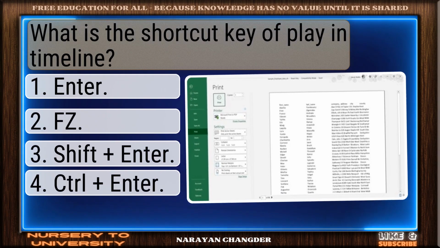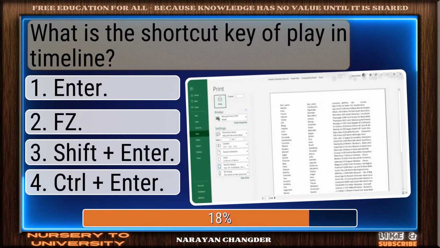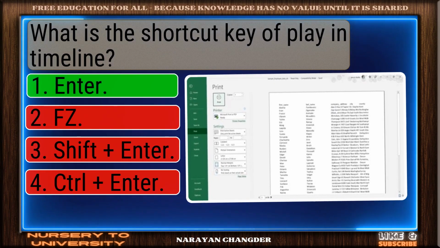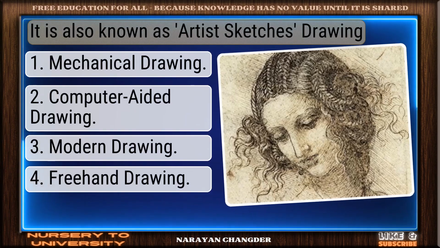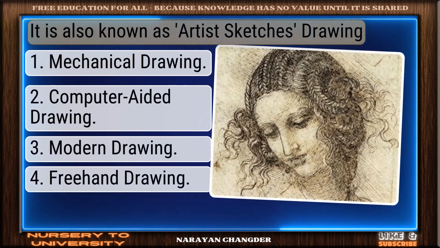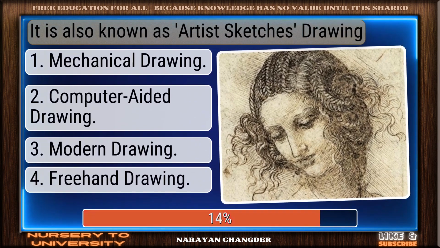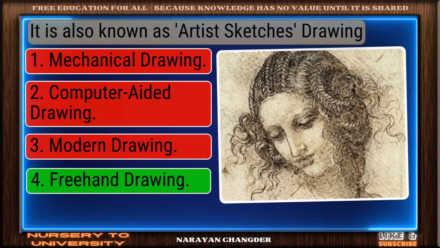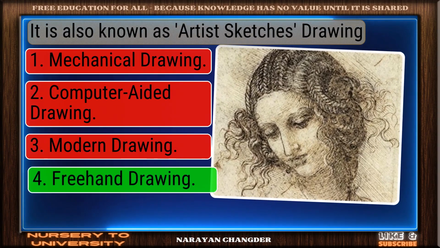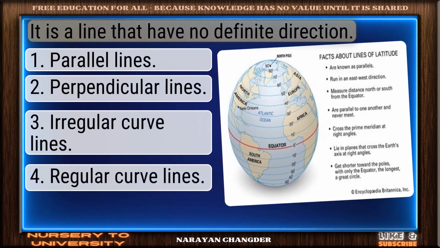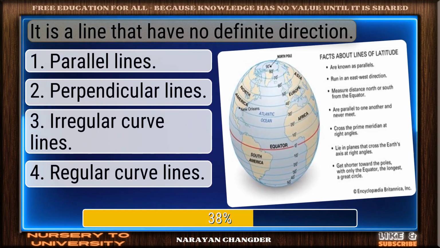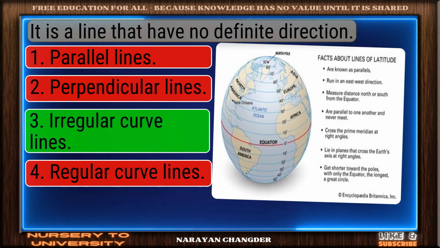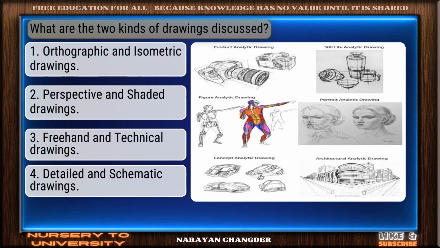What is the shortcut key of play in timeline? Good thinking. Enter is right. It is also known as artist's sketches drawing. Good job. Freehand drawing works well. It is a line that have no definite direction. Well reasoned. Irregular curve lines is correct.